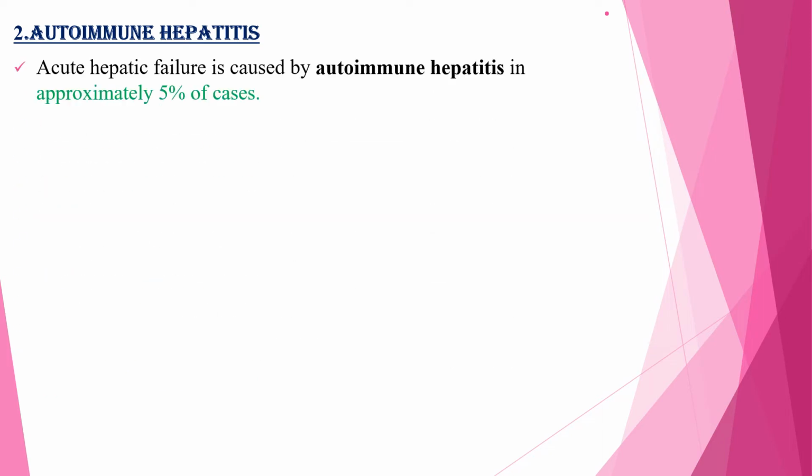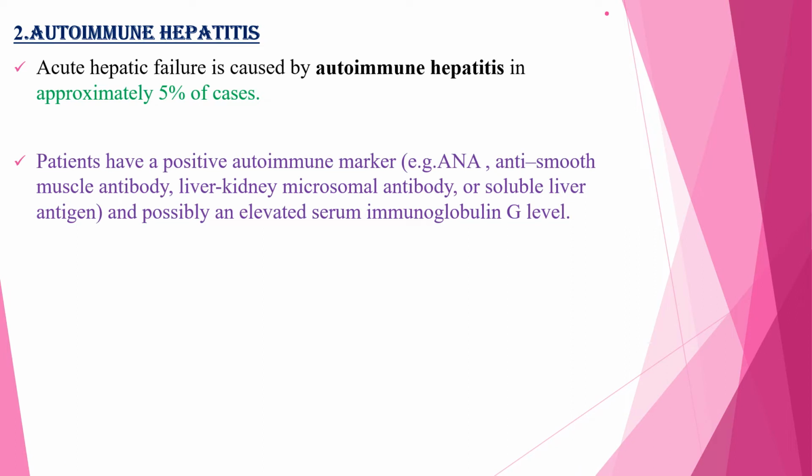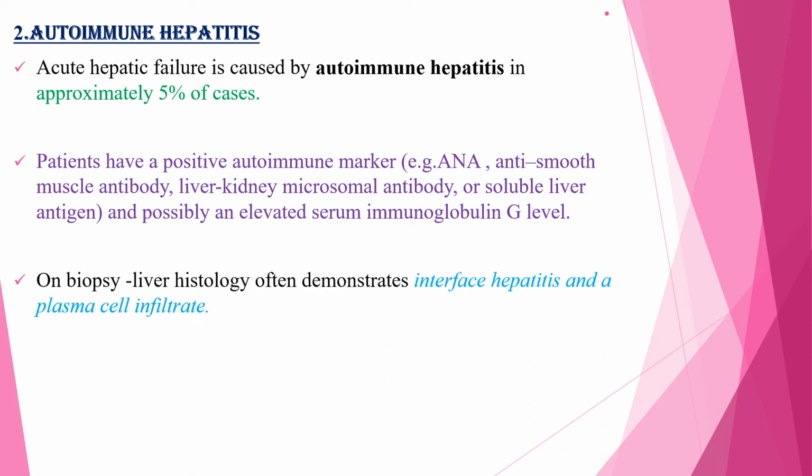The other is autoimmune hepatitis. Acute hepatic failure is caused by autoimmune hepatitis in approximately 5% of cases. Patients have a positive autoimmune marker and possibly an elevated serum immunoglobulin G level. On biopsy, in the case of autoimmune hepatitis, liver histology often demonstrates interface hepatitis and a plasma cell infiltrate.